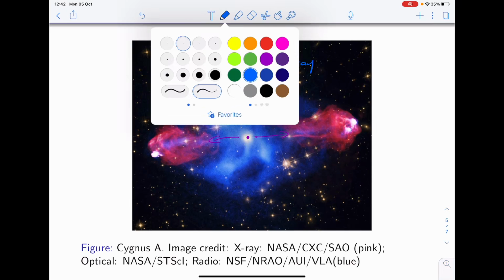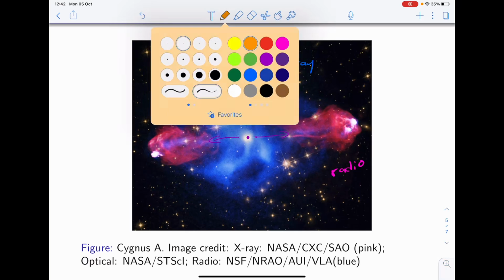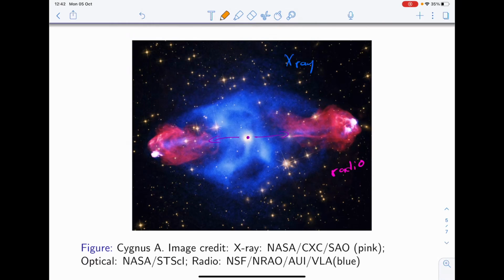You have the radio in pink, and the rest of it is optical, which is, I suppose, yellow or orange? It looks more orange, like a mixture of yellow and orange. So that's optical. Yeah, this is a picture. You can see the image credit here. You can look for it if you wish.